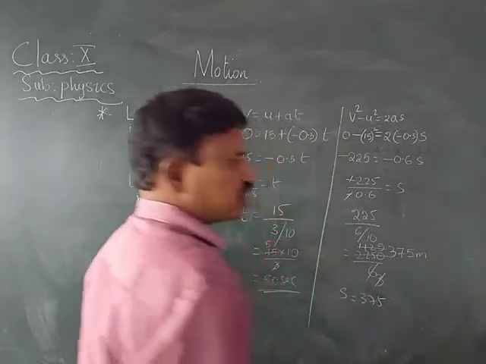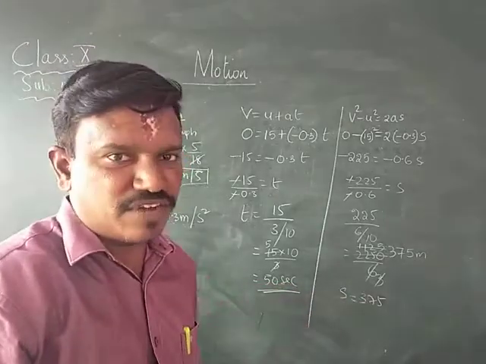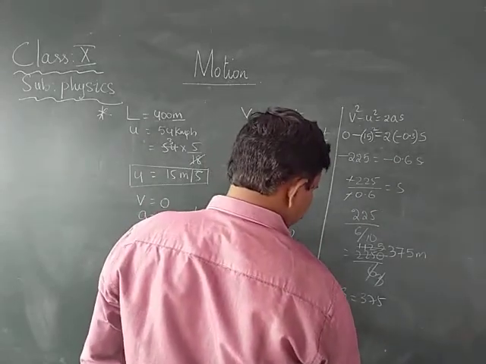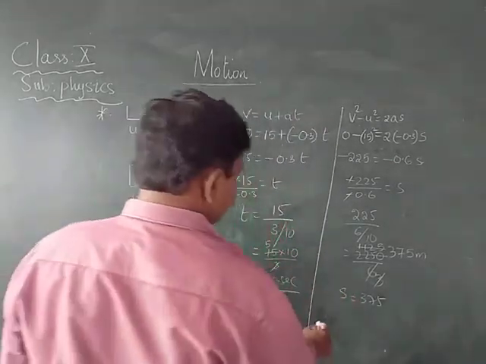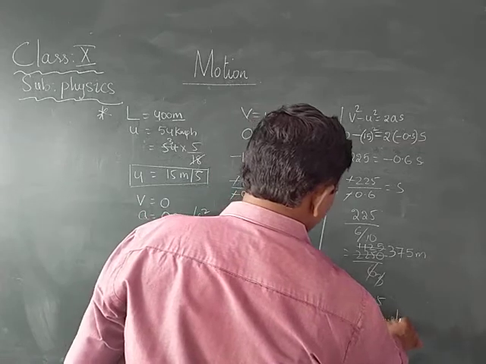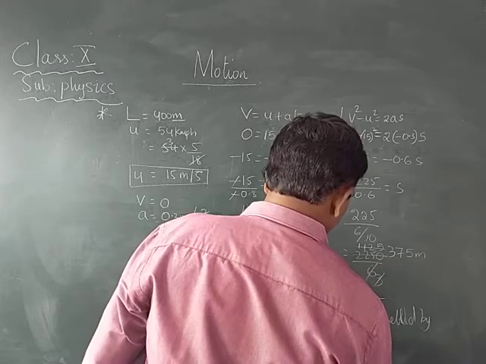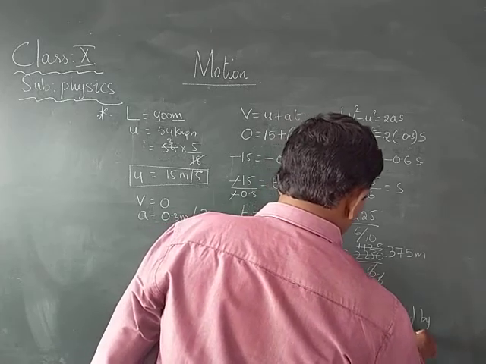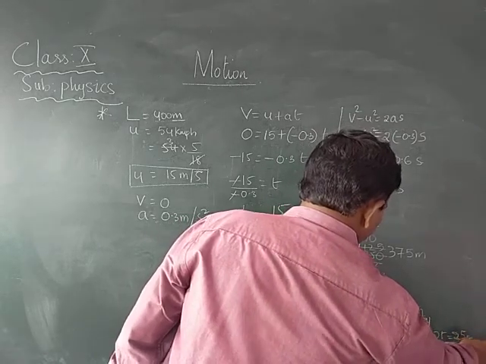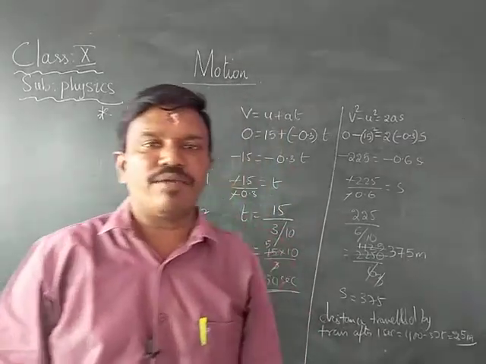Here he is asking about after the application of the brakes. Therefore, the total distance traveled after the application of the brakes is 375 meters. Sorry, the total distance is 400. Distance traveled by the train after 1 second: 400 minus 375 is equal to 25 meters. It is traveling a distance of 25 meters.